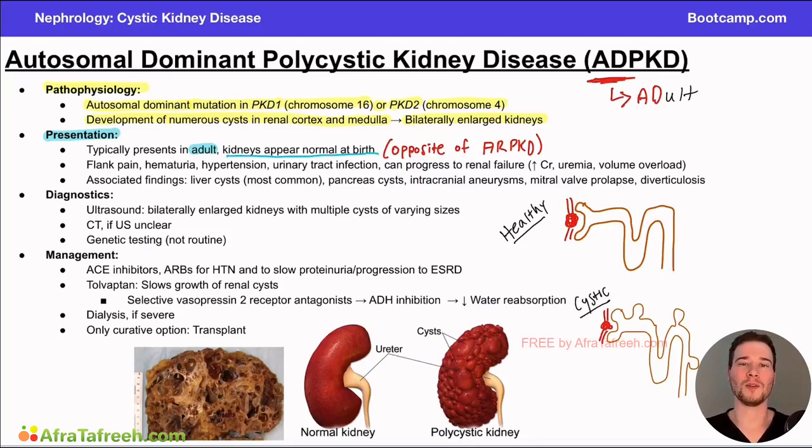And that's a really good distinction to make for board-style questions. That's not always how it presents in the real world, but for board-style questions, that's a pretty good delineating feature to differentiate. Are we talking about autosomal recessive versus autosomal dominant? What's the age group of the patient that we're talking about?